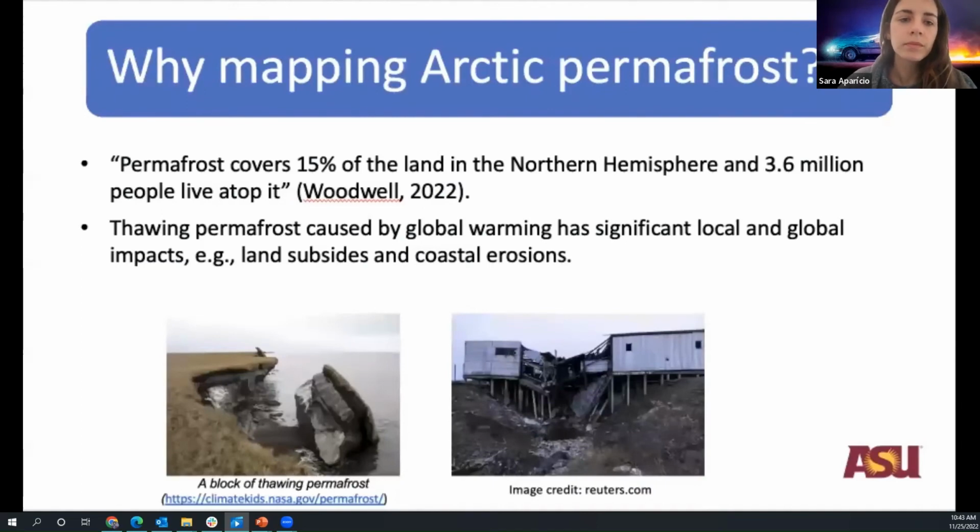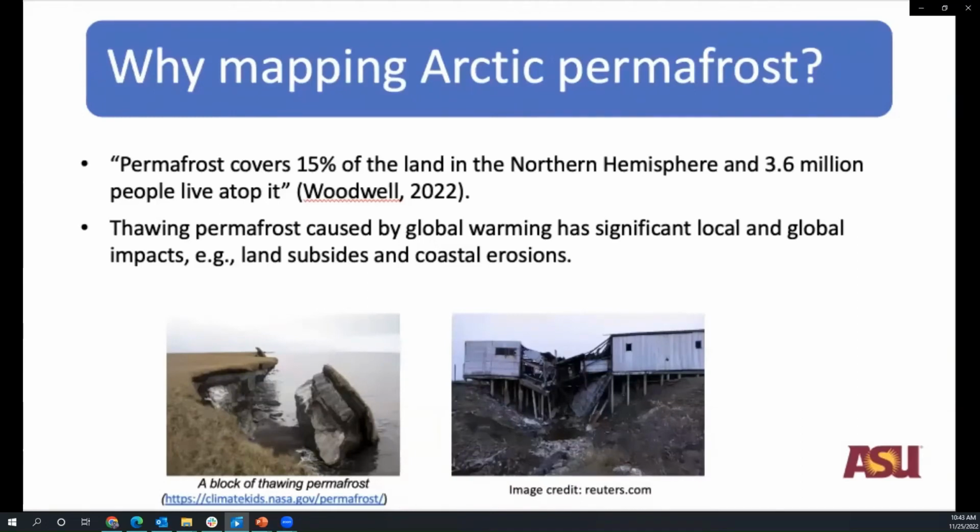Because permafrost, which is also known as the permanent frozen ground, covers 15% of the land in the Northern Hemisphere, and nearly 4 million people live on top of it. As the global temperature increases, the frozen ground has started to thaw, and this has caused significant local and global impacts. For instance, the thawing permafrost results in increased coastal erosion, and this negatively affects the Arctic ecosystems.